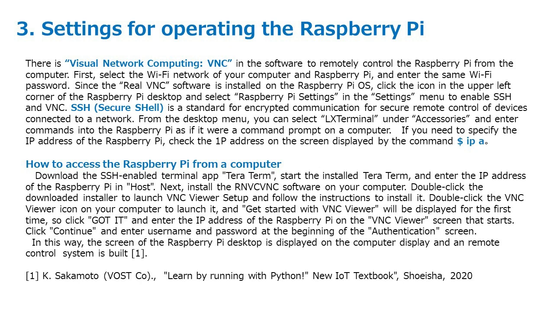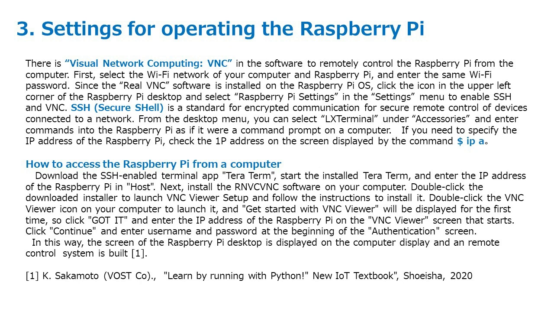If you need to specify the IP address of the Raspberry Pi, check the IP address on the screen displayed by the command. How to access the Raspberry Pi from a computer. Download the SSH-enabled terminal app, Tera Term, start the installed Tera Term, and enter the IP address of the Raspberry Pi in host. Next, install the RealVNC VNC software on your computer. Double-click the downloaded installer to launch VNC Viewer Setup and follow the instructions to install it.